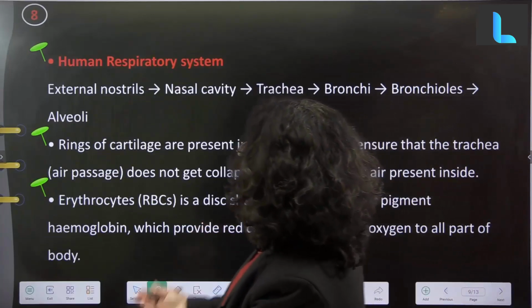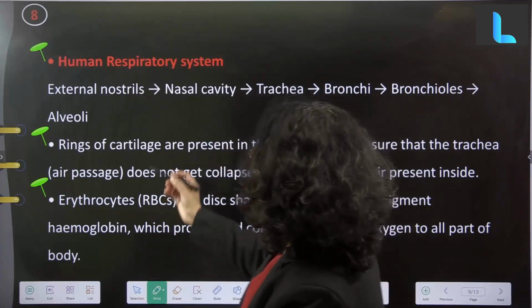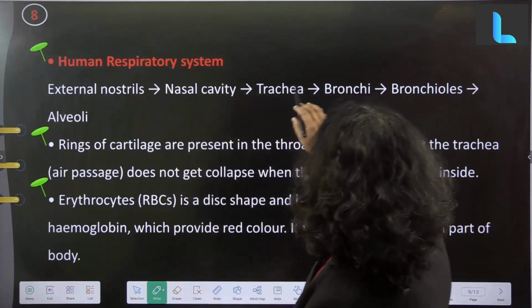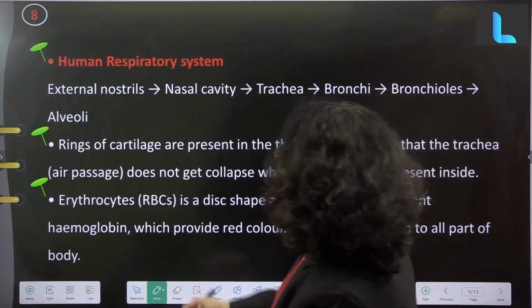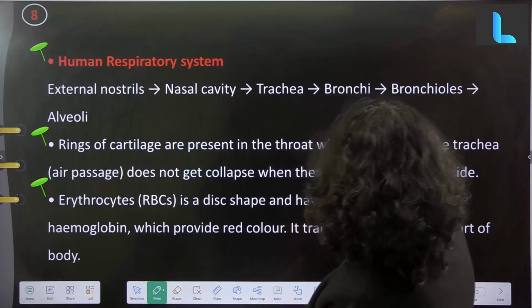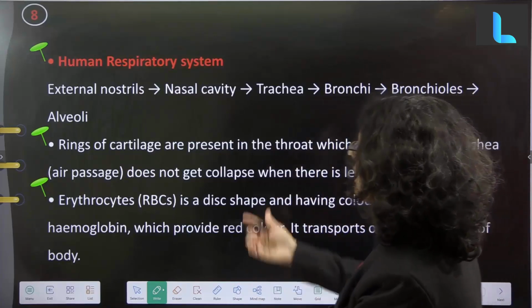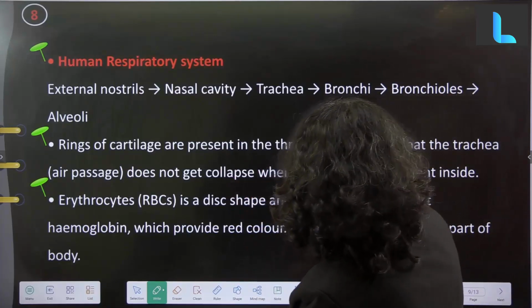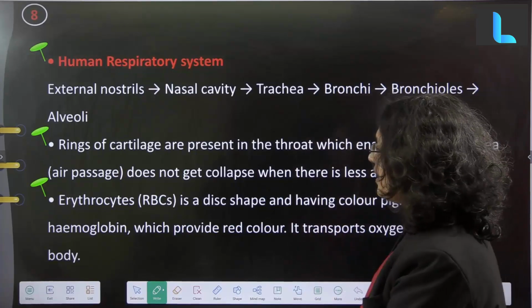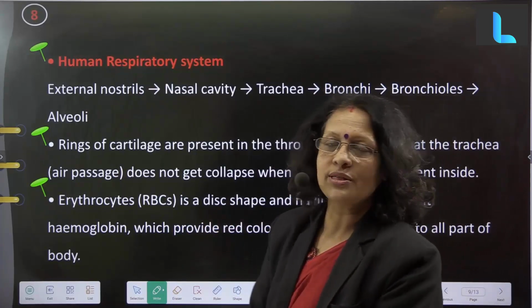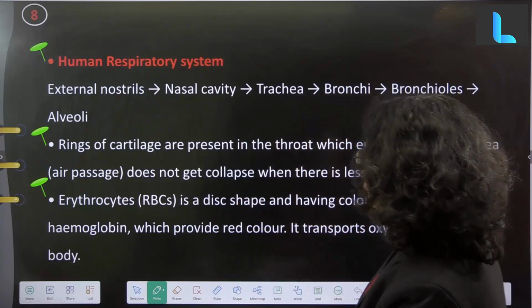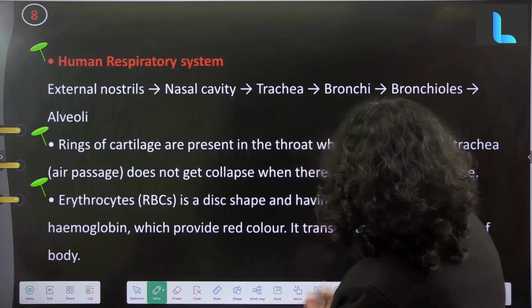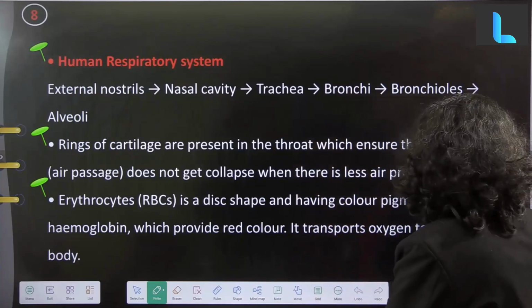Okay, now the human respiratory system, how does it start? It starts from the nostrils, nasal cavity, trachea, bronchi, bronchioles, and alveoli. Okay, rings of cartilage are present in the throat, which ensure that the tracheal air passage does not collapse when there is less air inside. And erythrocytes, RBCs, red blood corpuscles, are disc shaped and have the pigment hemoglobin, which provides the red color. It transports oxygen to all parts of the body.